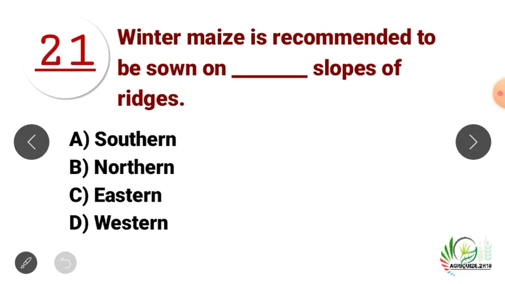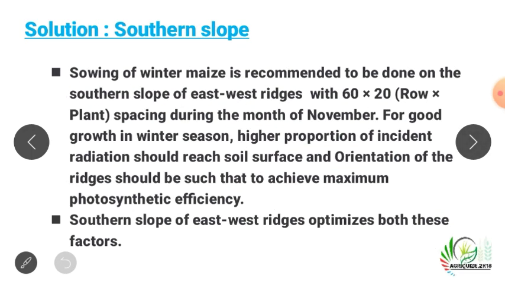Question 21. Winter maize is recommended to be sown on dash slopes of ridges. Option A is correct, southern slopes. Sowing of winter maize is recommended to be done on the southern slopes of east-west ridges with spacing 60 by 20 in the month of November.